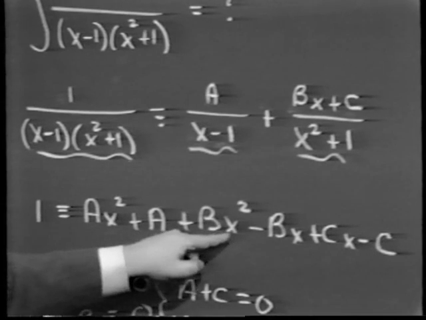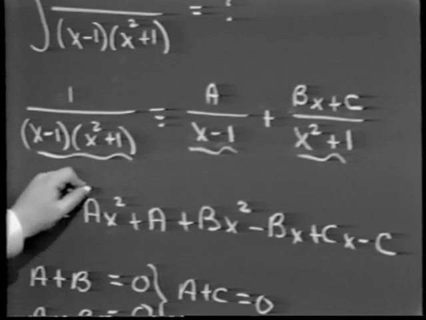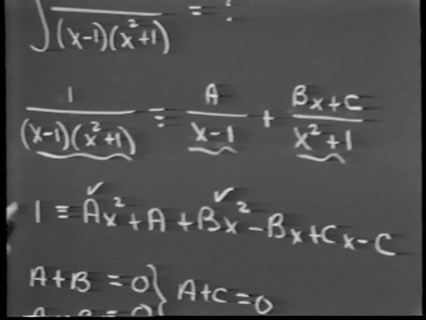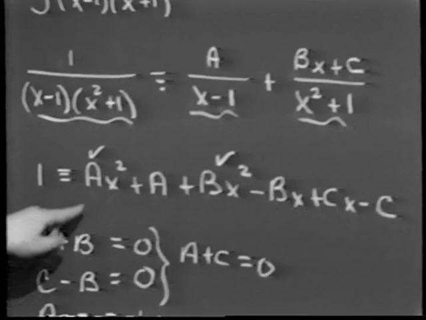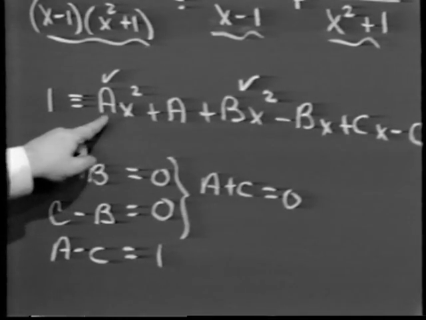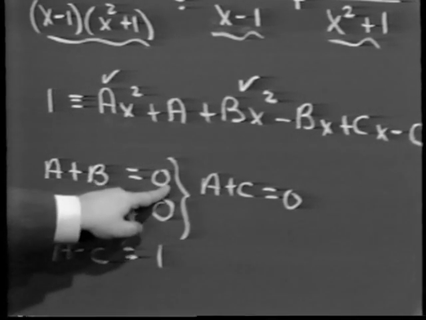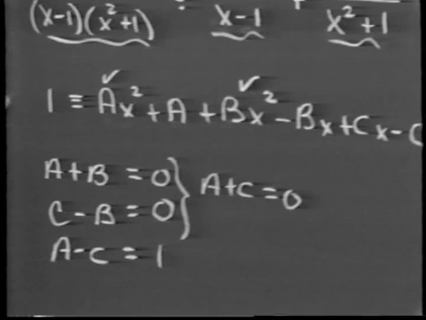What is the coefficient of x squared on the right-hand side of the equation? It is a plus b. What is the coefficient of x squared on the left-hand side of the equation? At first glance you say there is no x squared on the left-hand side. What that means, of course, is that the coefficient of x squared on the left-hand side is 0. So the coefficients of x squared must match up. Therefore, a plus b, the coefficient on the right-hand side, must equal 0, the coefficient on the left-hand side.